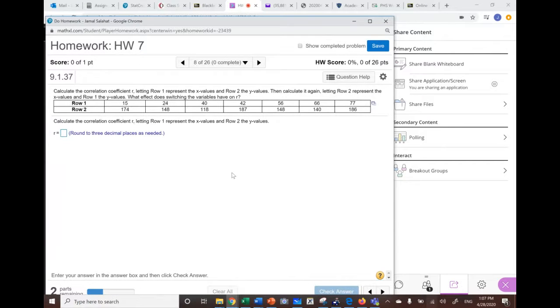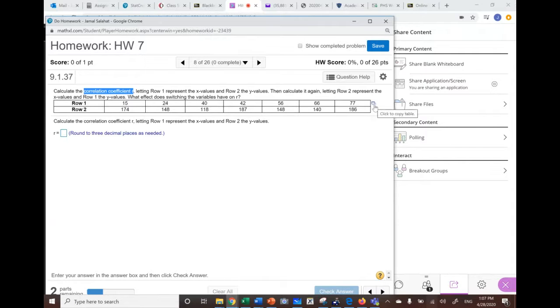We start with number 8 here, and in number 8, it tells us to calculate the correlation coefficient R. So we're going to calculate the R, letting row 1 represent the X values and row 2 represent the Y values. So the first thing I need to do really is copy my data into StatCrunch.